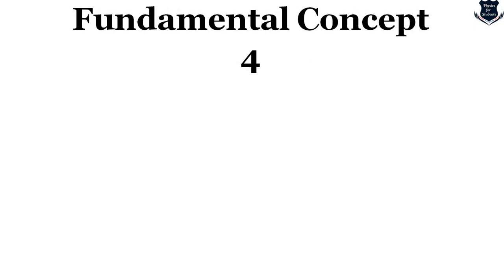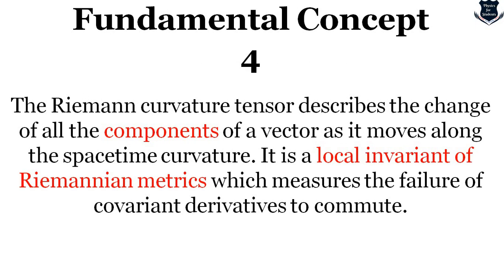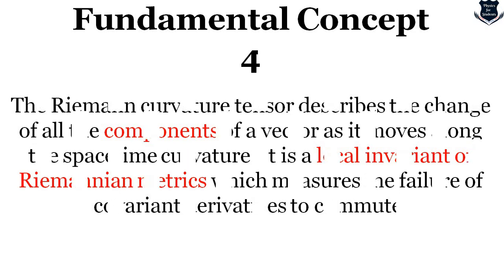So what is fundamental concept number 4 coming up in this video? The Riemann curvature tensor, which we have just learned, describes the change of all the components. So you can just visualize those two vectors we are taking out, and we are trying to measure the gap of a vector as it moves along the space-time curvature. It is a local invariant of Riemannian metrics. That means on the metric which we will see later, it is invariant, obviously, otherwise we won't be able to calculate. And it measures the failure of the covariant derivatives to commute. We have just seen that.